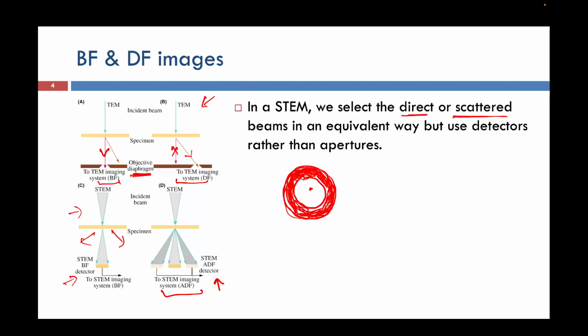Okay, so in TEM, we play with the aperture to obtain a bright field or dark field image so that we can interpret our image. In STEM, however, we do not insert the aperture, rather we play with our detector. If we want to get a bright field image, we insert the bright field detector. If we want to get the dark field image, then we insert the ADF, the annular dark field detector, right?